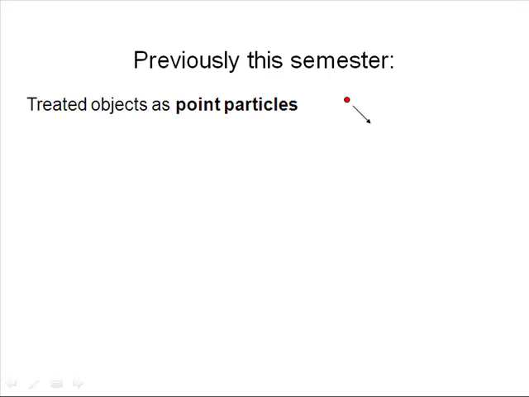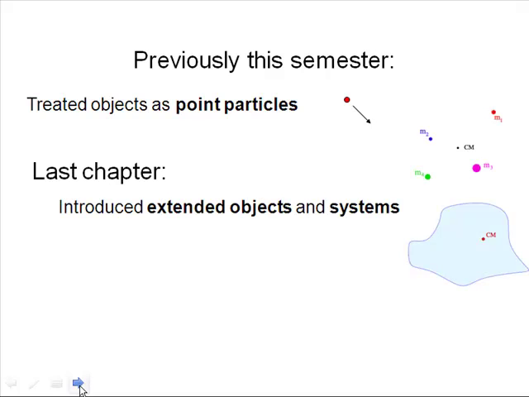Okay, so previously this semester we started by treating particles as if they were all just point particles, little points with a single position. More recently, we started dealing with the possibility that we might have a system of many different extended objects, or an extended object like this. So systems of many objects and extended objects. And we dealt with finding their center of mass, and then we could still basically describe it as a point particle, and we would just use the center of mass as the point we discussed.